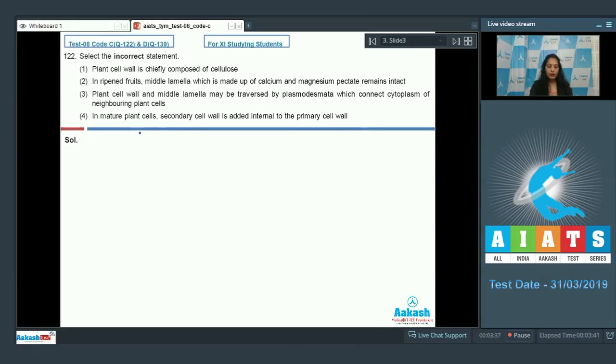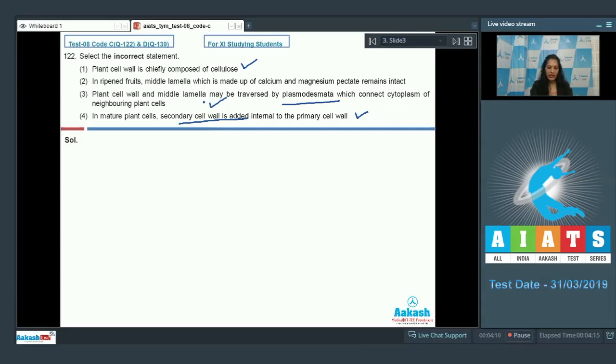See one by one. Fourth one is, in mature plant cells, the secondary wall is added internal to the primary cell wall. Yes, in plant cells, when secondary cell wall deposition takes place, it is always inside the primary cell wall. So this is correct. Third one, the plant cell wall and the middle lamella can be traversed by plasmodesmata. Yes, and this plasmodesmata connects the cytoplasm of 2 neighboring plant cells. Now the first one, the plant cell wall is chiefly composed of cellulose. Yes, plant cell wall is cellulosic in nature.